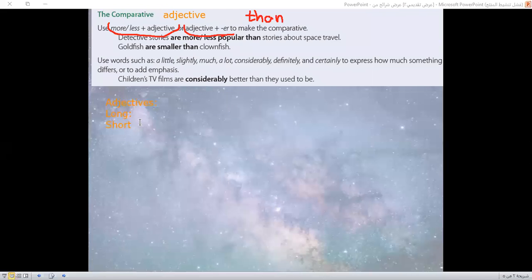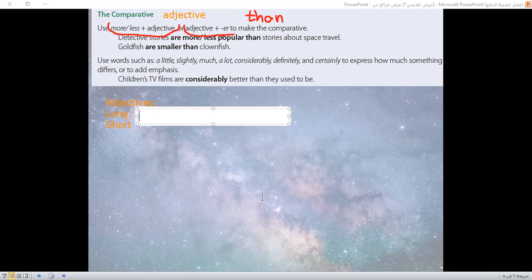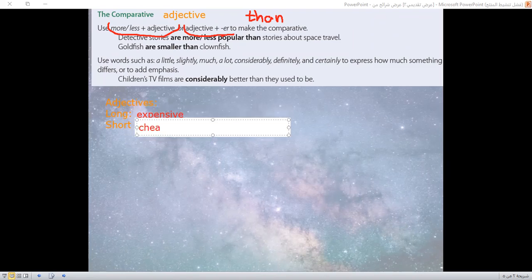If I consider an adjective that is long, for example, let's say I use the adjective expensive. Expensive is considered a long adjective, while cheap, which is the opposite, is considered a short adjective. Why do I need to know that this adjective is long and this one is short? Because if I know that, I will know which form I'm going to use to compare between two things.